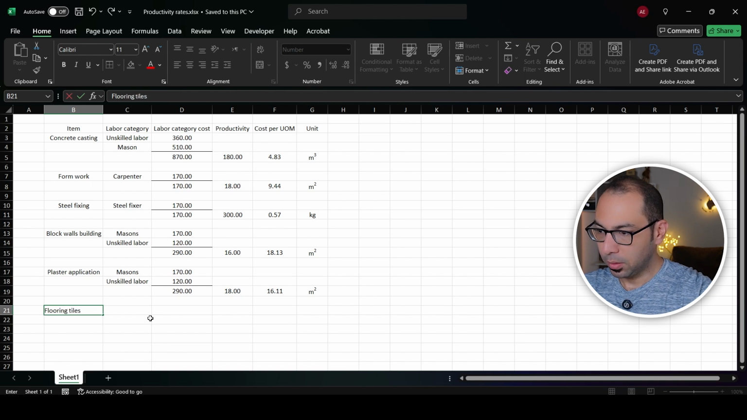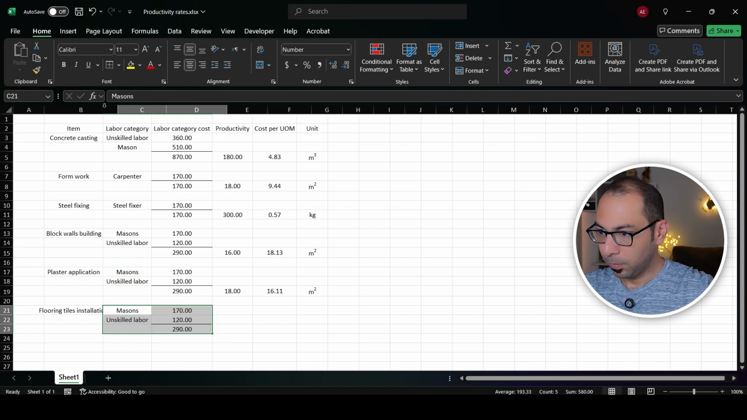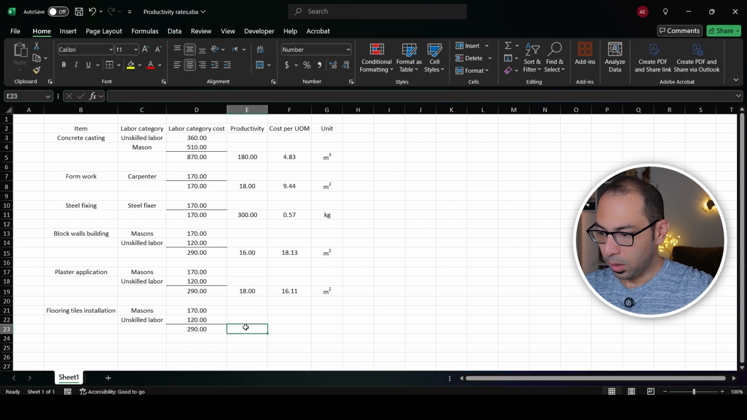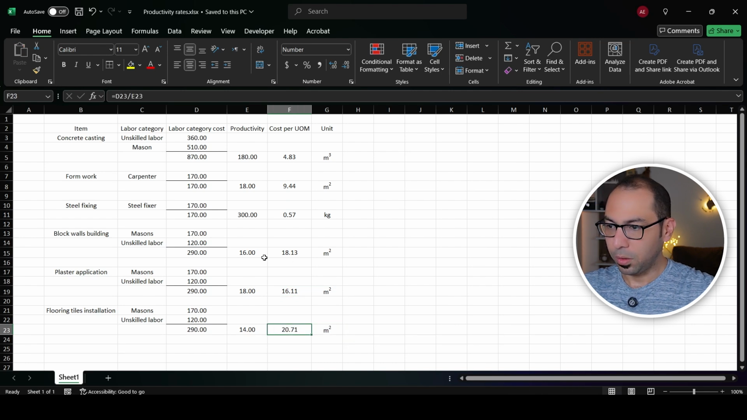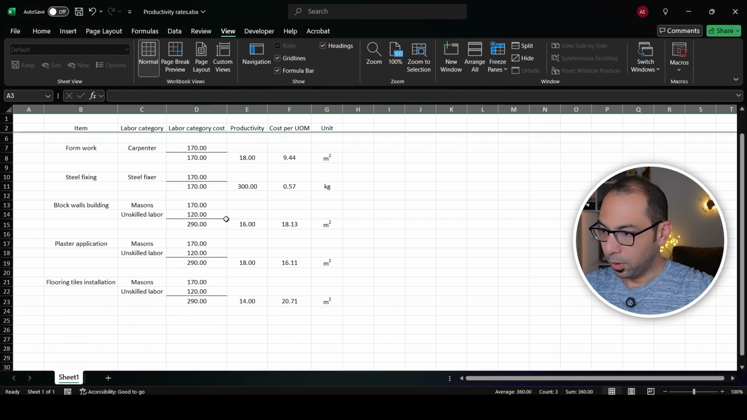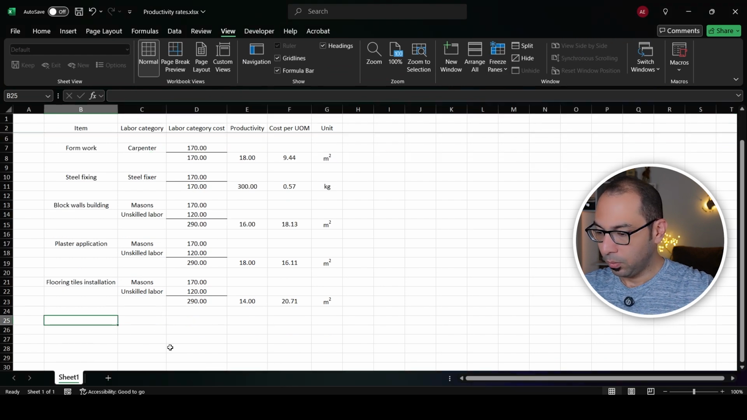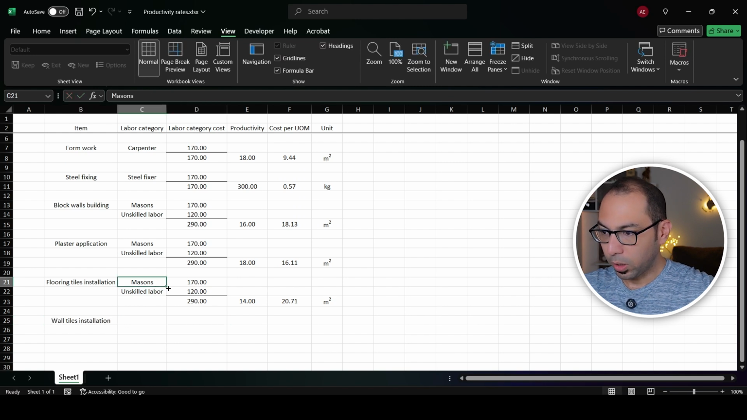The next item will be, let's take flooring tiles. So flooring tiles installation. And again, one mason and one unskilled labor will be required. And if we say 14 square meters, so around 20. Let's freeze this one. Then if we are talking about wall tiles installation, same, we need one mason and one unskilled labor.